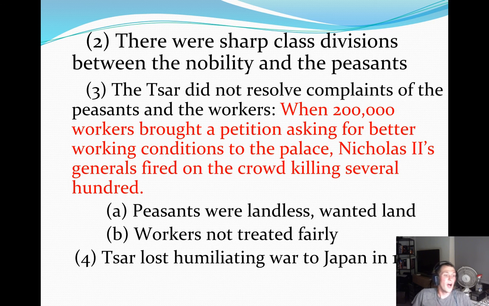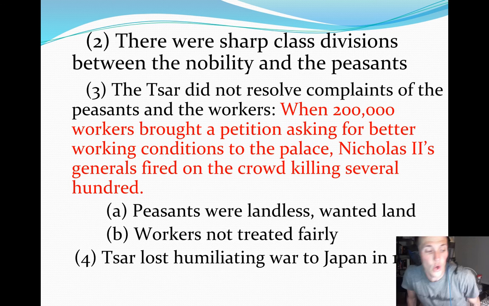Now he's nipping me. So anyway, there are major sharp divisions between the nobility and the peasants, right? That's a big deal, and the Tsar isn't really going to resolve those complaints. You're going to get the Tsar acting, he's going to kill a whole number of people. You're going to get shooting at the crowds. The peasants ultimately want land, and they're often landless, right?